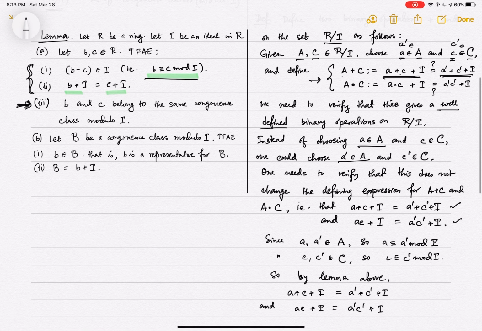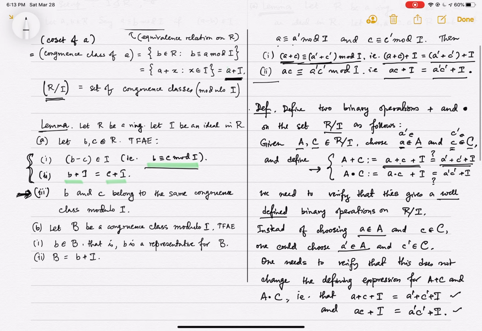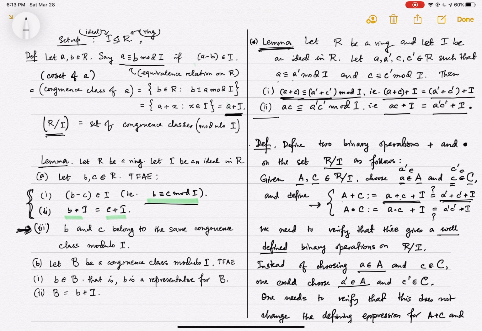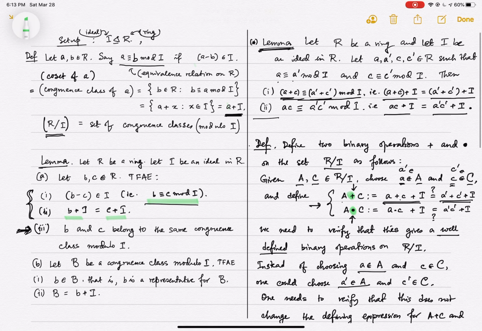And now, so A plus C and A dot C are well defined. That's not very precise, but you know what I mean. And now we'll verify that the set R mod I with these two operations form a ring, and that would be called the quotient ring.